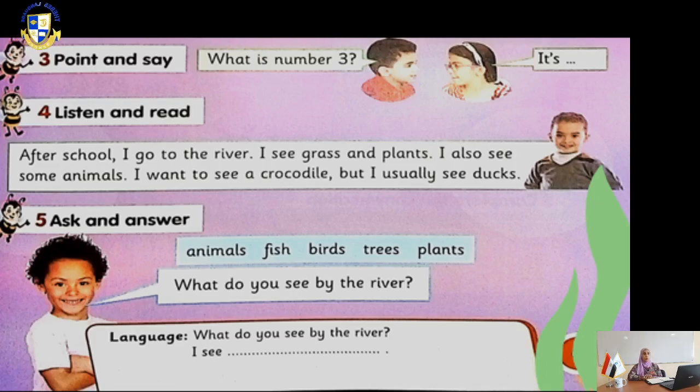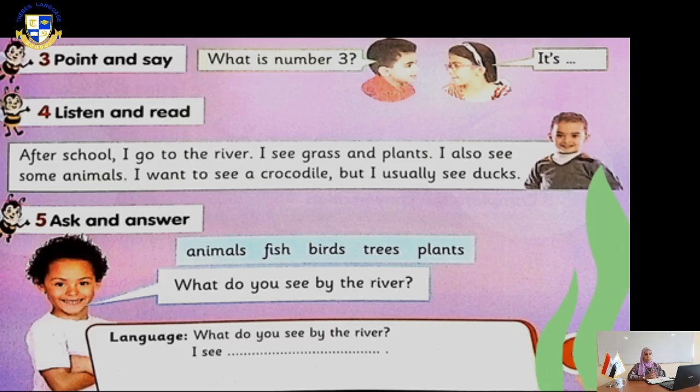So after school, what do I do? I go to the river. What do I see? I see grass and plants and also some animals. But I want to see a crocodile, but I usually see ducks.